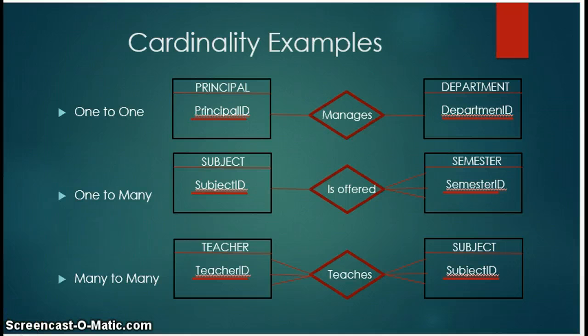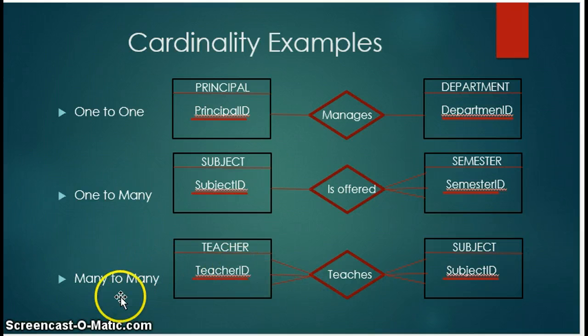So we go for the cardinality examples. We have 1 to 1. Here we have the different examples, and those are a principal manages one department, and the department is managed by one principal. We have 1 to many, which is a subject is offered various semesters, but various semesters only have one subject. Here we have many to many, which is many teachers can teach various subjects, and various subjects can be taught by teachers.